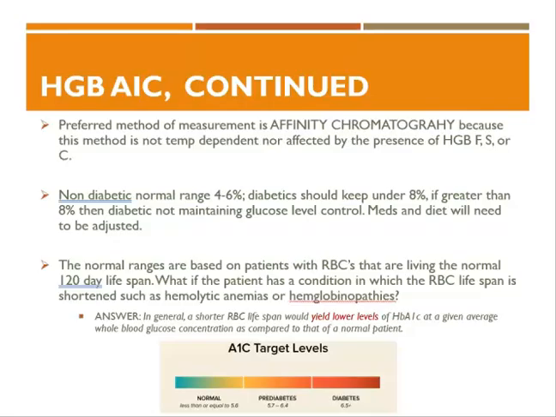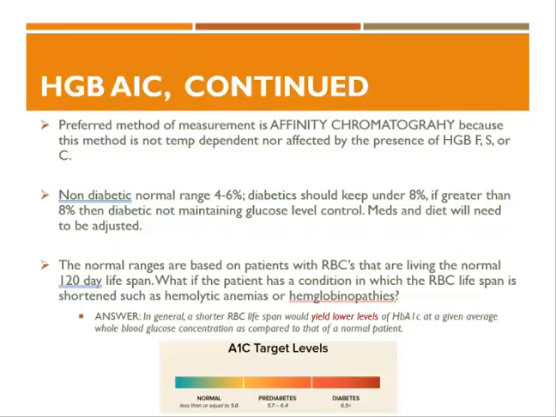Non-diabetic ranges for A1C is between 4 and 6%. Diabetics should be kept under 8% for their A1C. If greater than 8%, the diabetics are not maintaining a good glucose level over that 2 to 3 month period, so meds and diet may need to be adjusted.